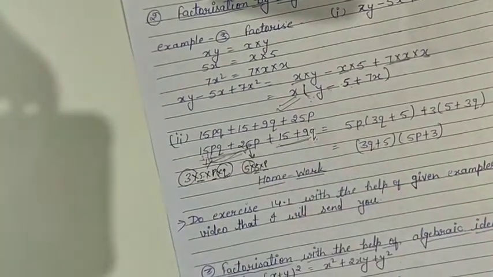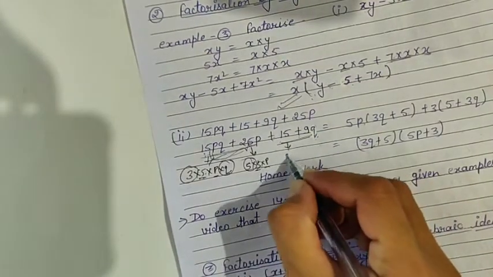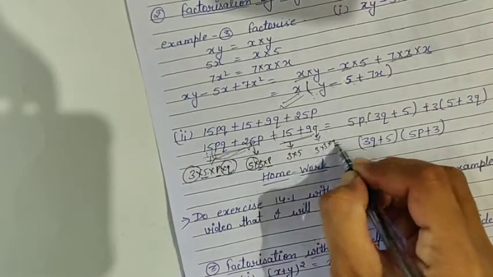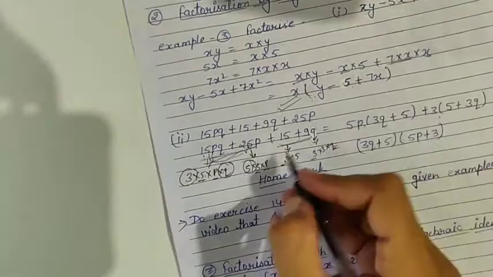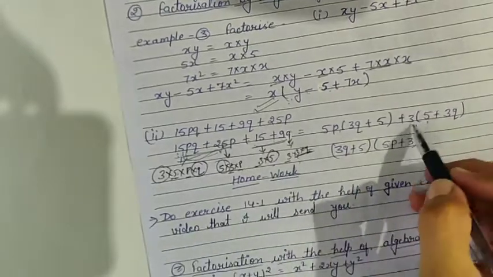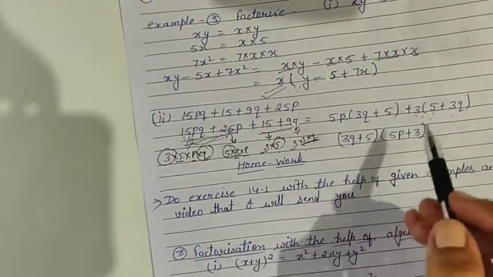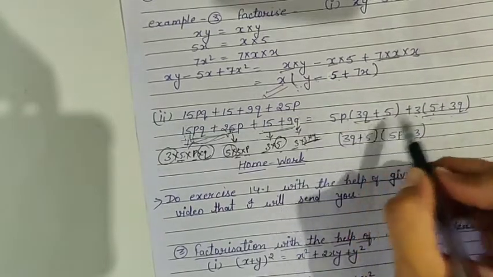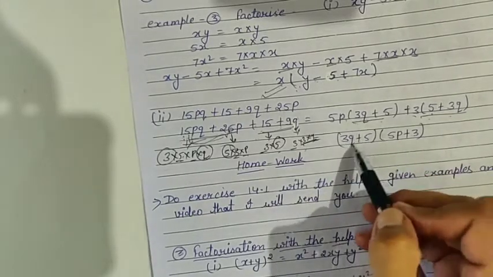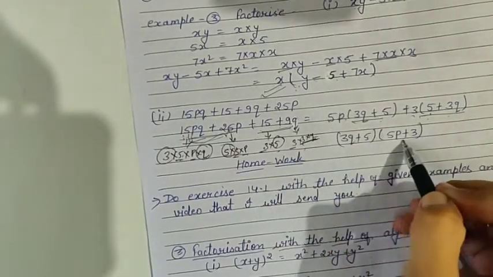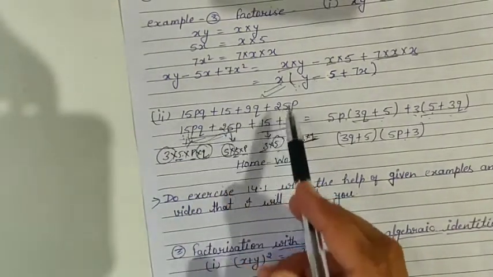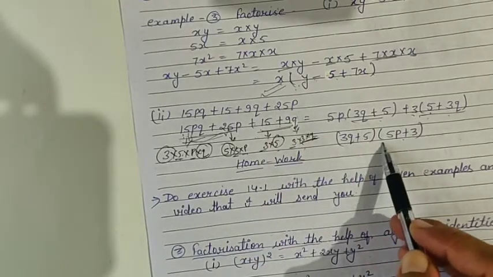Now from these two terms, 15 plus 9q, factors of 15 is 3 into 5, and factors of 9q is 3 into 3 into q. So 3 is common, and from this term 5 is the remaining part, plus from this term 3q. So 3 into 5 plus 3q. So 3q plus 5 is the same factor in these two terms, so we will take 3q plus 5 common. Now 5p plus 3. So factors of 15pq plus 15 plus 9q plus 25p are 3q plus 5 and 5p plus 3.